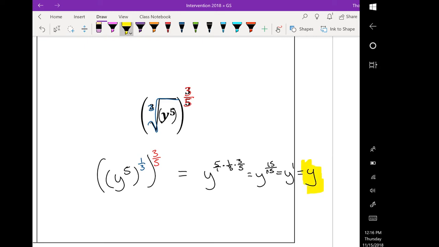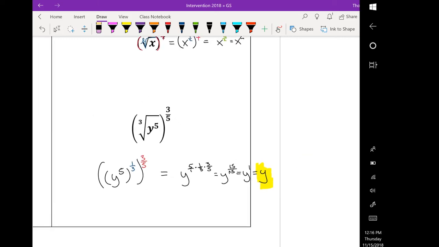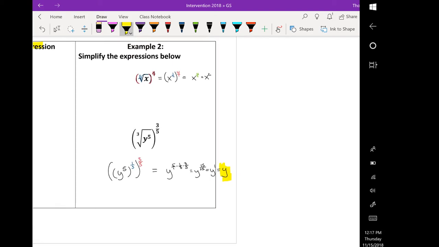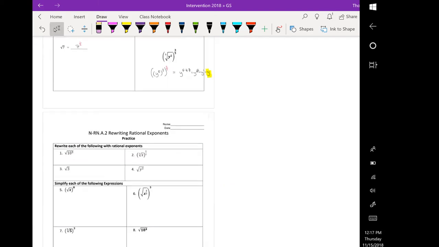So I took this very complicated expression that had a cube root in it. We rewrote our exponents in rational form, and then we used our multiplication or our fraction rules to simplify it just down to y. For the rest of this skill, just move on to the back side.